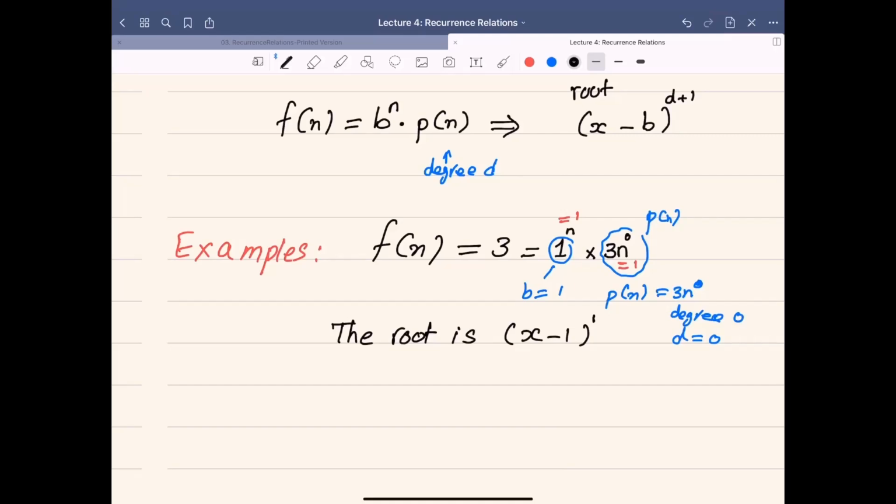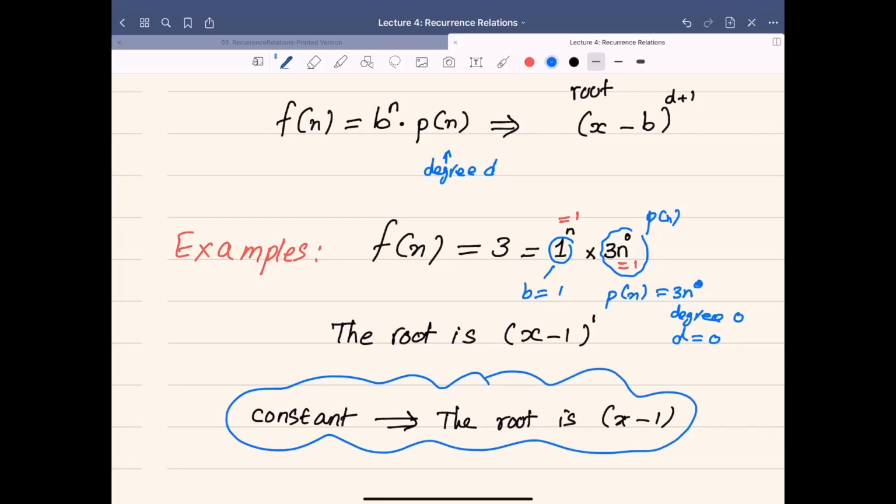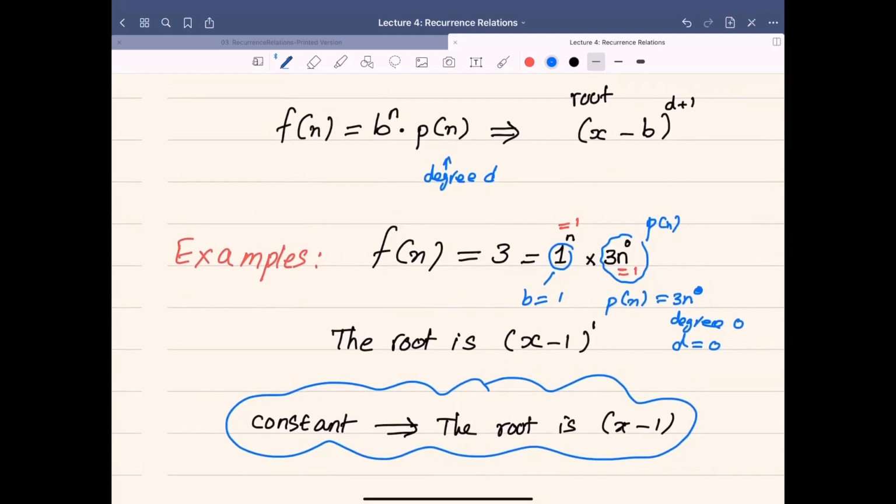And notice that if you put 4 instead of 3, you will get the same answer. If you put 5, you will get the same answer, because the polynomials you are going to get differ only by the constant, and all will end up with degree equal to 0. So in other words, if we have a constant, then the root is x minus 1, and this is the first root, for a constant, as if it is included in the homogeneous recurrence relation.